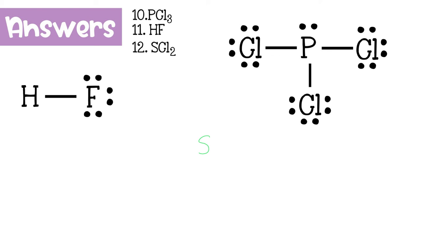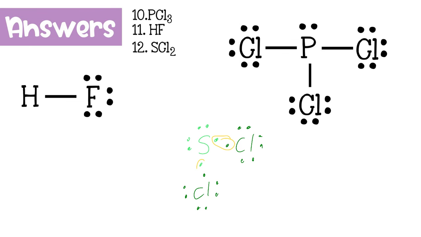sulfur dichloride. So sulfur with 2 chlorines. We're going to put the sulfur in the middle because each chlorine has 7 valence electrons. 6 of those are paired up and only 1 is unpaired for sharing. So that 1 unpaired electron is used to bond to the sulfur.